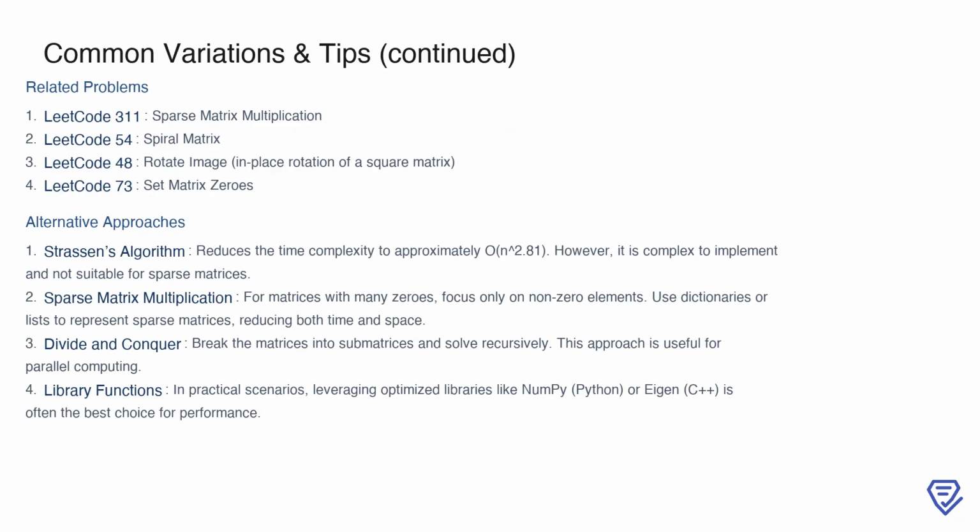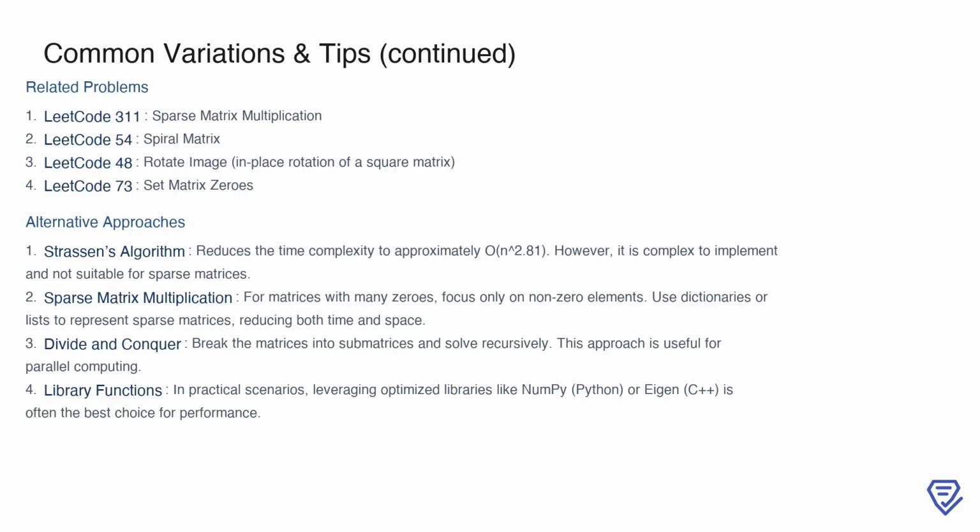There are several related problems that you might encounter, such as LeetCode 54's spiral matrix, which involves traversing a matrix in a spiral order, or LeetCode 48's rotate image, which deals with rotating a square matrix in place. Another related problem is LeetCode 73's set matrix zeros, where you modify the matrix based on certain conditions. Each of these problems offers a unique perspective on matrix manipulation.